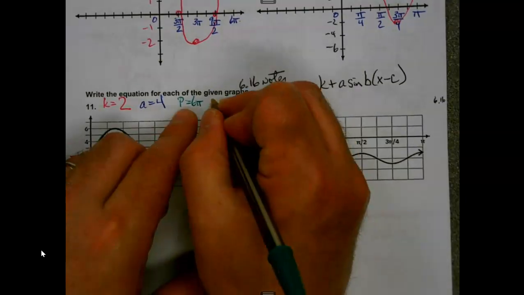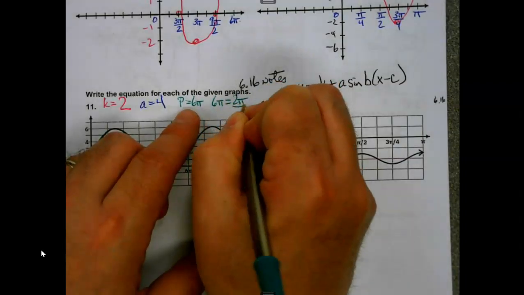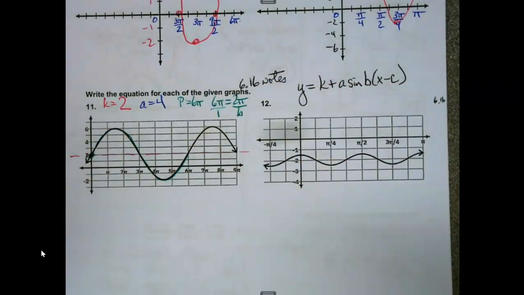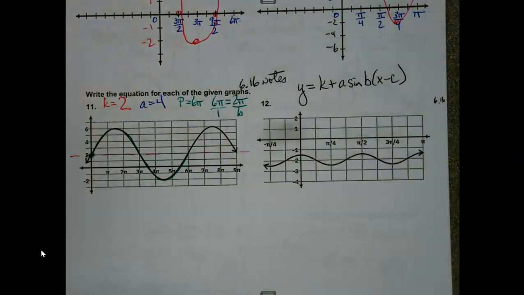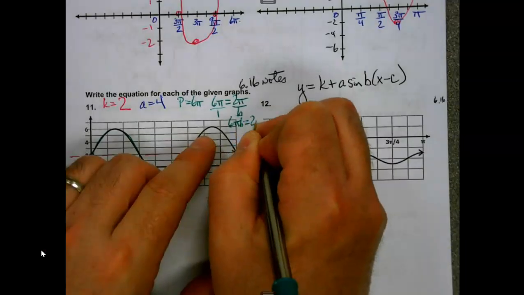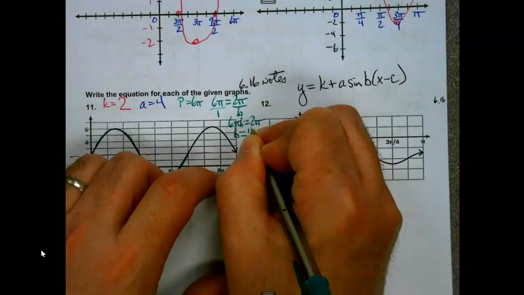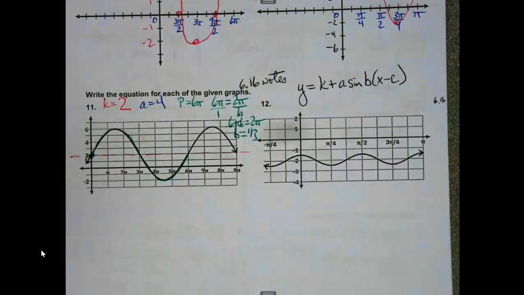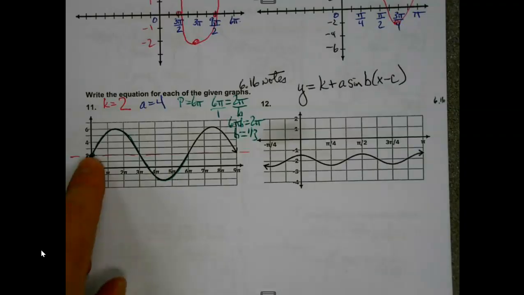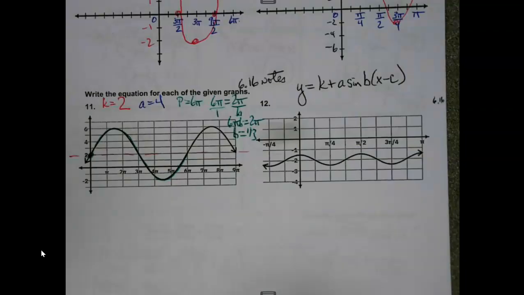So, period is 2 pi over b. And now it's my job to do the quick cross multiply and solve this. So 6 pi b equals 2 pi. If I divide both sides by 6 pi, my b value is going to be 1/3. Okay? And since I'm starting right at the axis, and that's a clean place to start, there is no phase shift, so I don't have to worry about c on this one.